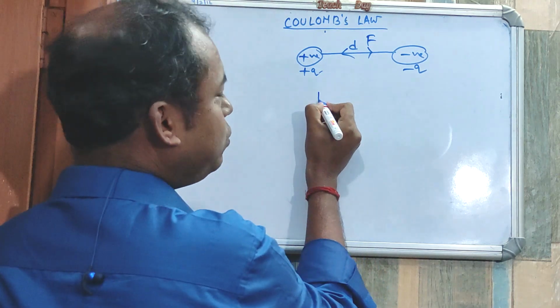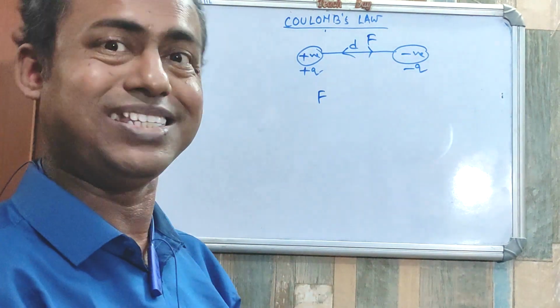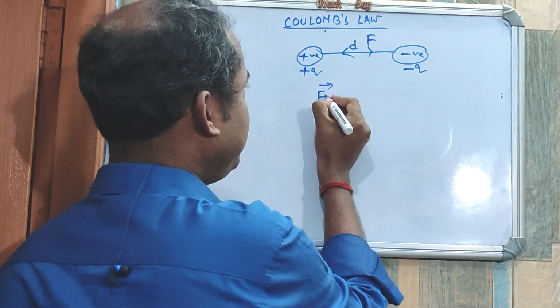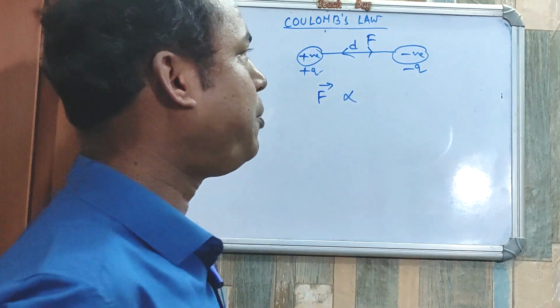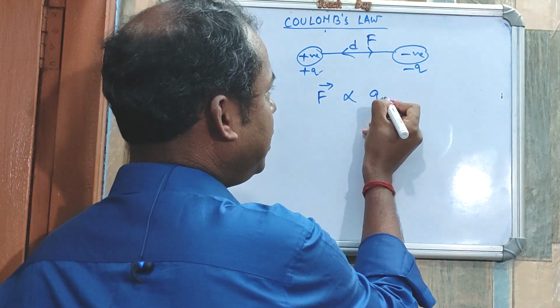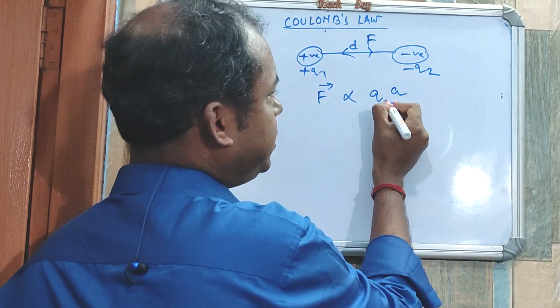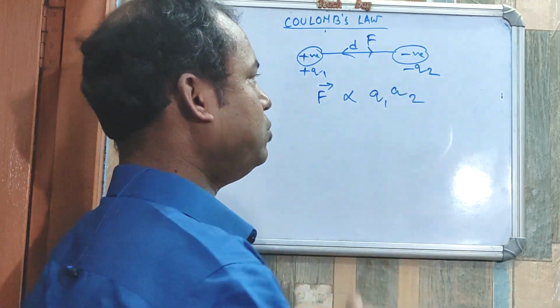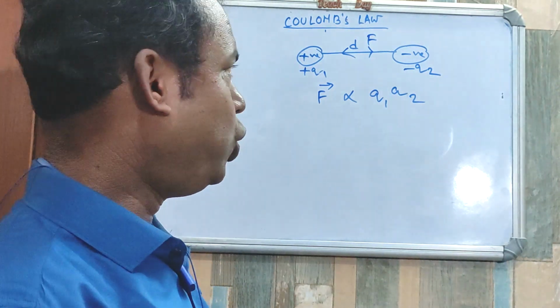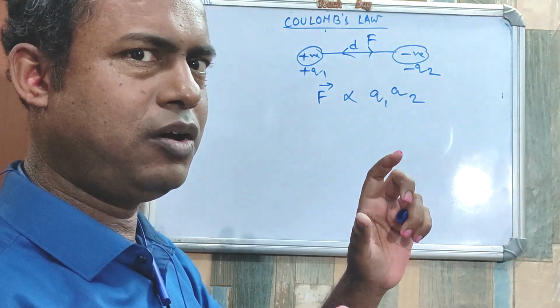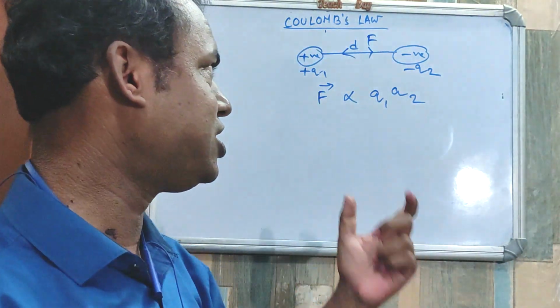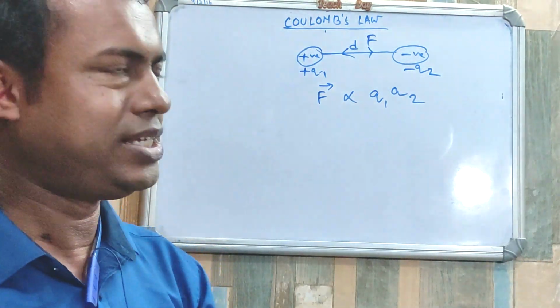So what is Coulomb's law? This is the force, obviously a vector quantity. F is proportional to Q1 and Q2, if I consider one charge Q1 and the other Q2. Do you think this relates to something? Obviously, this is related with the gravitational law, and it is also related with magnetism, which we will discuss later.